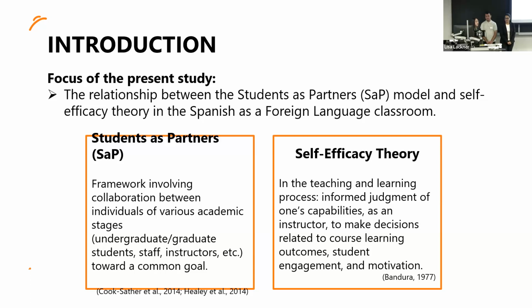The students as partners approach is understood as the collaborative work between individuals of various academic stages, such as undergraduate and graduate students, staff, instructors, etc., in order to achieve a common goal. And in the teaching and learning process, self-efficacy refers to informed judgment of one's capabilities as an instructor to make decisions related to course learning outcomes, student engagement, and motivation.